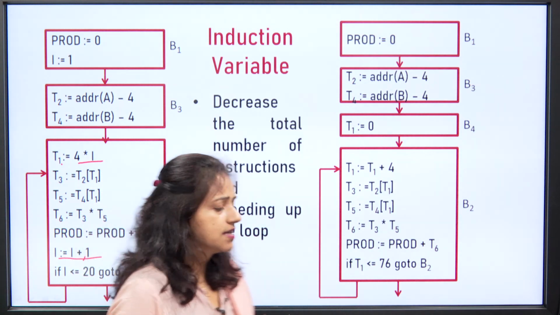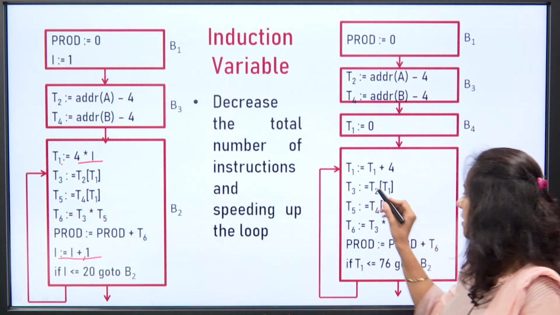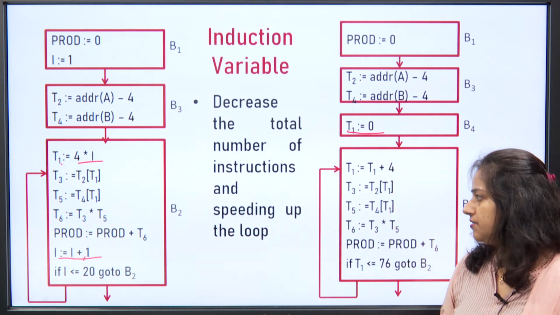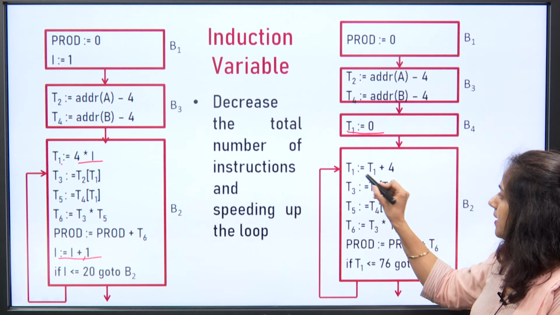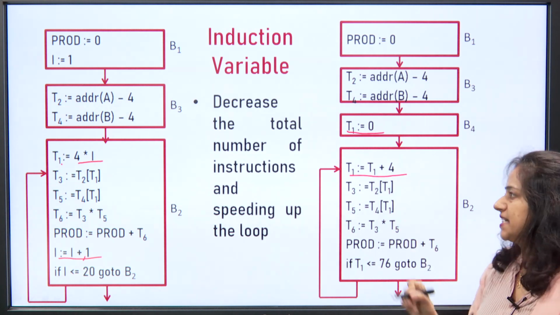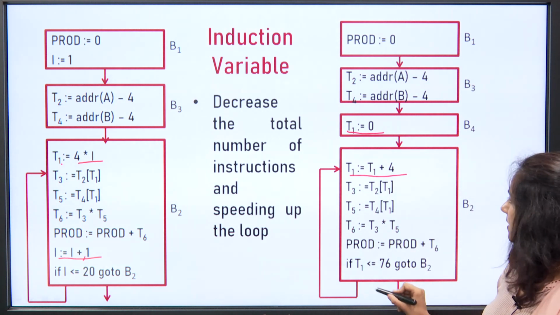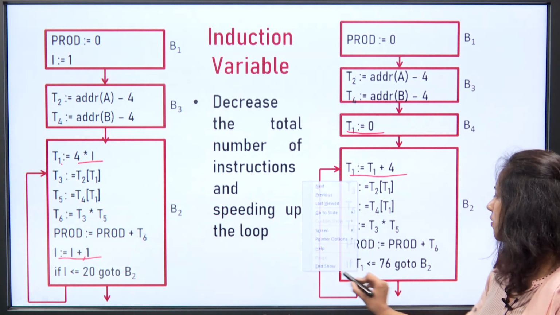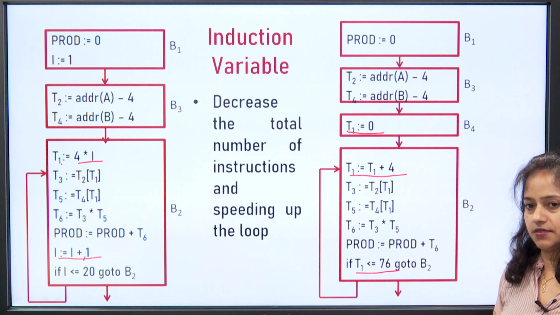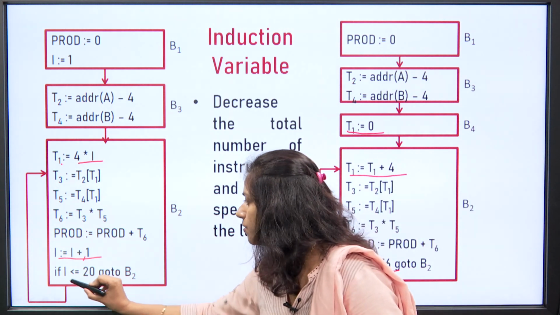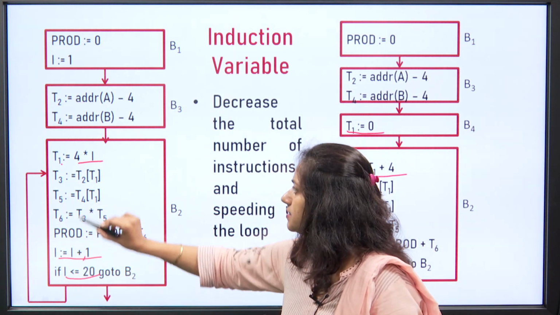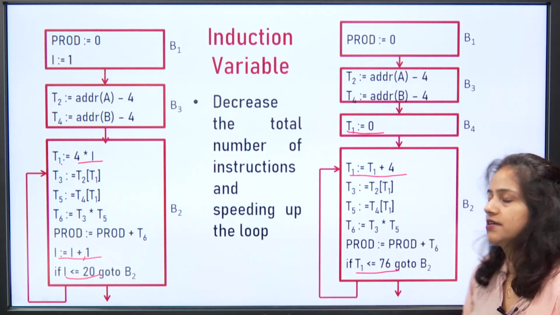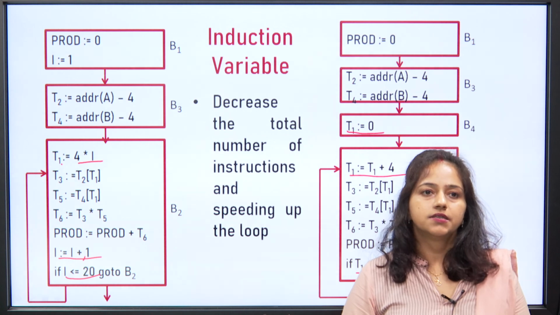So, the idea is that here we can write T1 is equal to 0, and T1 is equal to T1 plus 4, and then this loop can be written from T1 is equal to 0 while T1 is less than or equal to 76. Here we have I less than or equal to 20 because it started from 1. Now, we are starting from 0, so it can be executed up to less than or equal to 76.